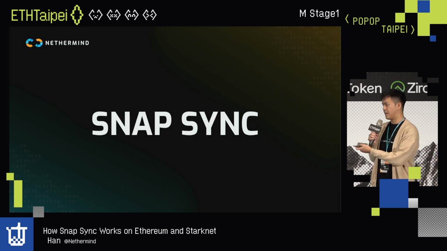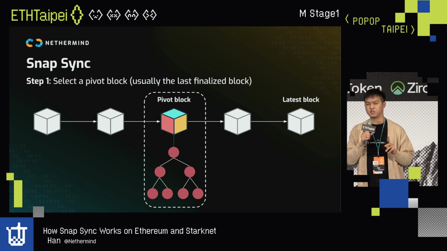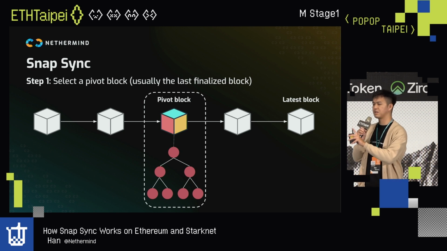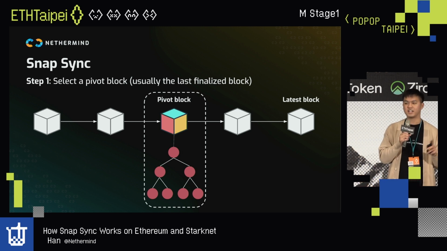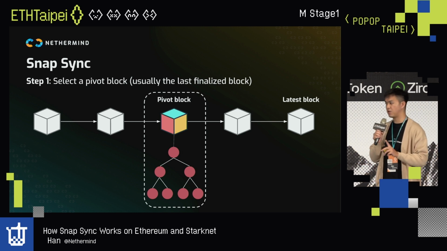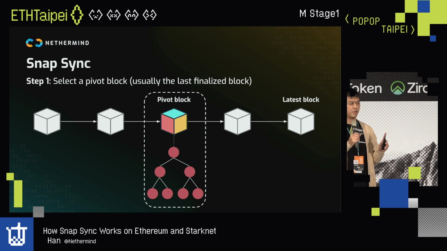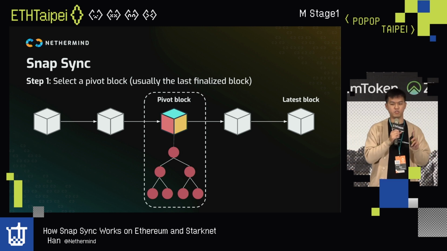The first step is that you select a pivot block. A pivot block is basically a point you want to sync up until, measured in block height. This is usually the last finalized block, not the latest block. Why is it not the latest block? Very simple. Because if you choose the latest block, it could be reorged.